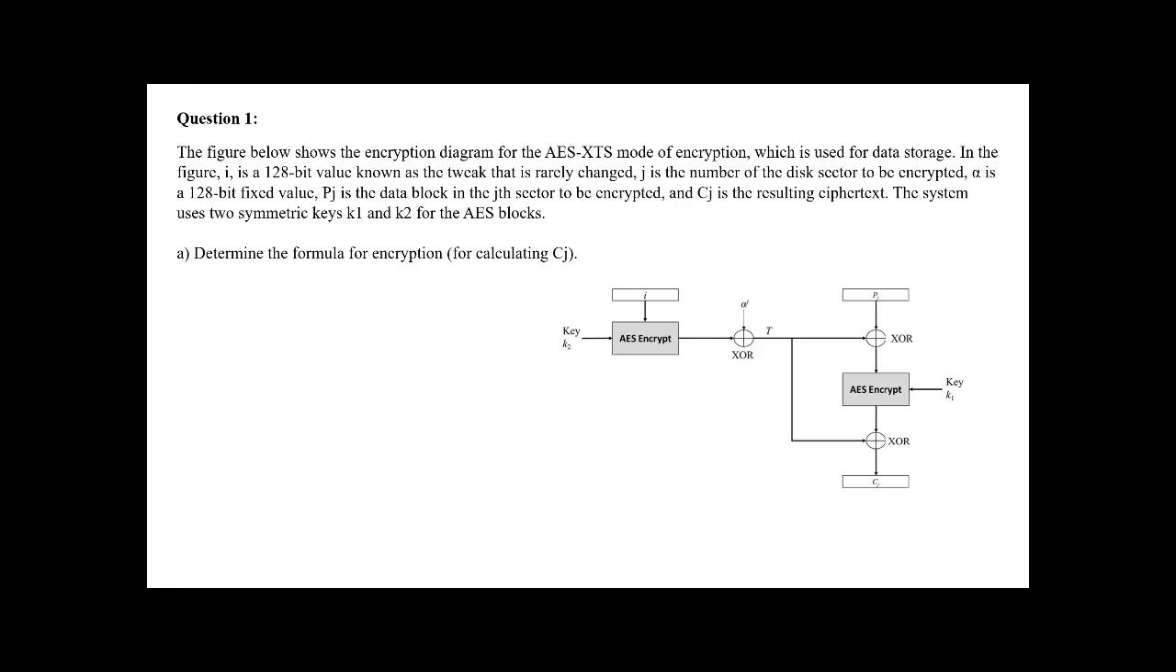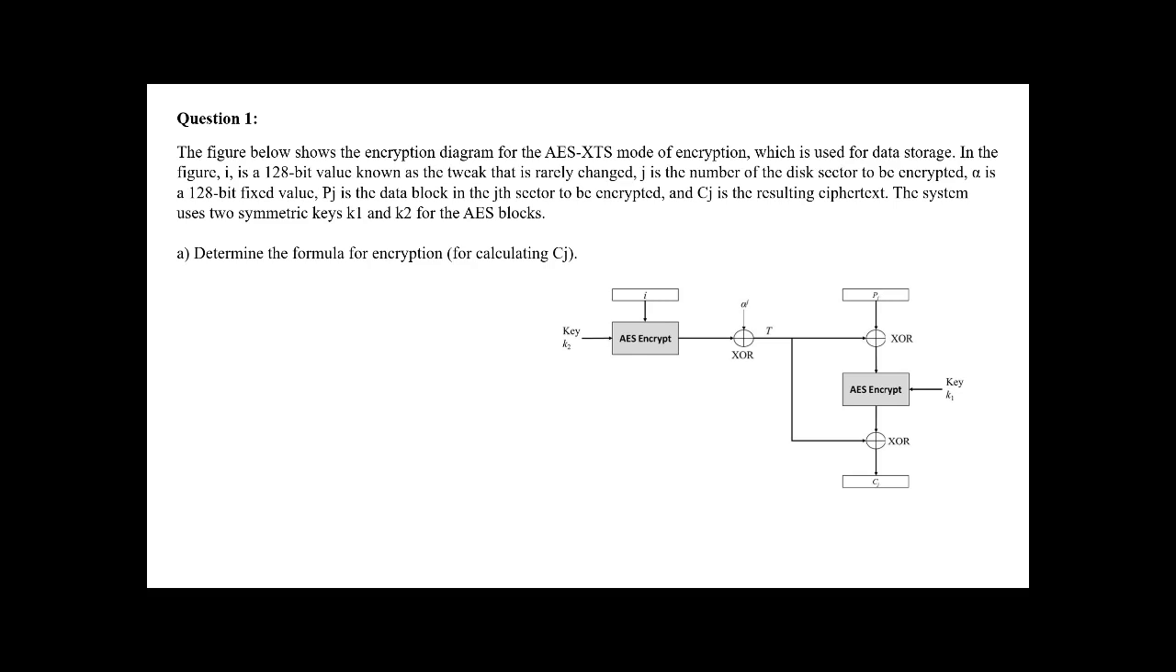So the figure below shows the encryption diagram for the AES XTS mode of encryption, an encryption mode that we never took before actually. It's just a new one here for the sake of the question, so let's bear with it. Now, this AES XTS mode of encryption is used for data storage. So this is an encryption mode used for storing data, or for data storage in general. In the figure below here is a 128 bit value known as the tweak.